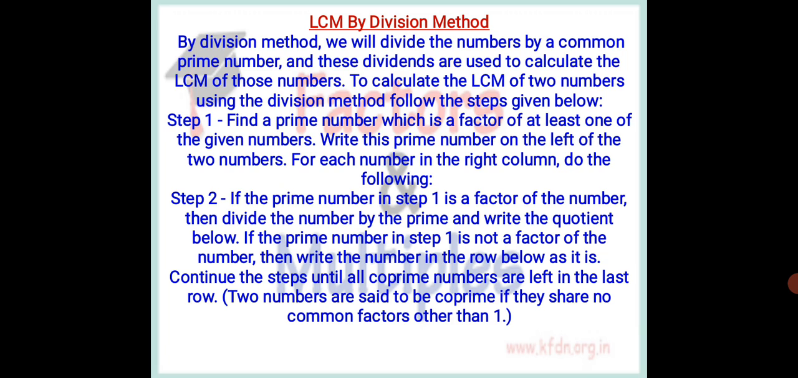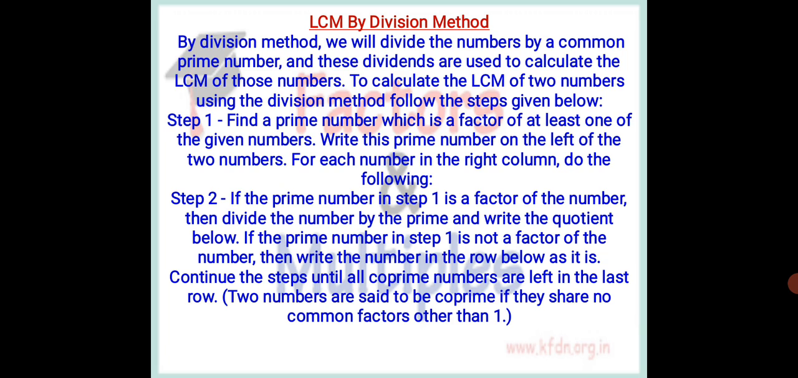We just divide the numbers. Suppose the numbers are 60 and 90. We divide both the numbers by a common prime number. So we will divide 60 and 90, both the numbers, by a common prime number. And these divisors are used to calculate the LCM of these numbers.